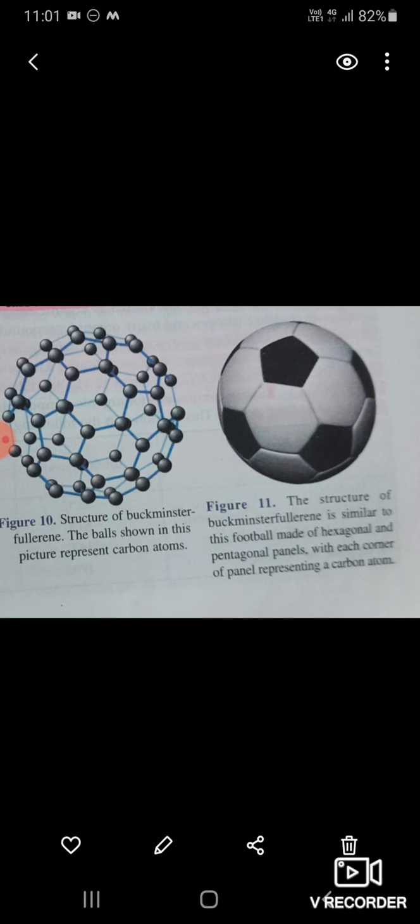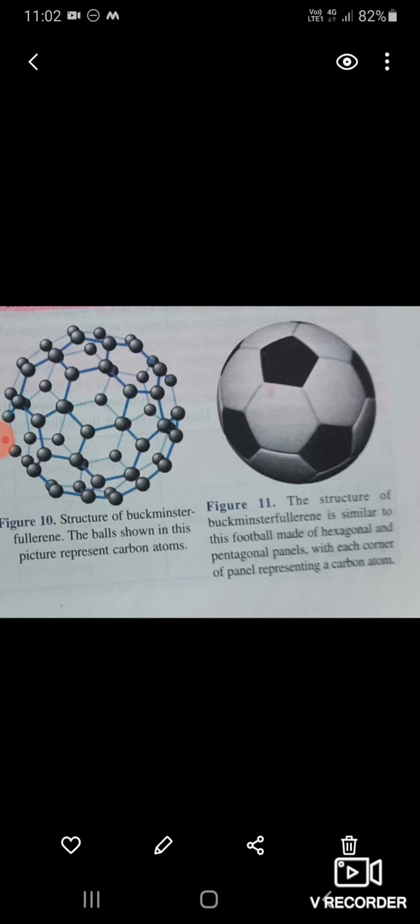It differs from the other two allotropes of carbon, diamond and graphite, in the fact that diamond and graphite are giant molecules which consist of an unending network of carbon atoms. But Buckminster fullerene is a very small molecule made up of only 60 carbon atoms.